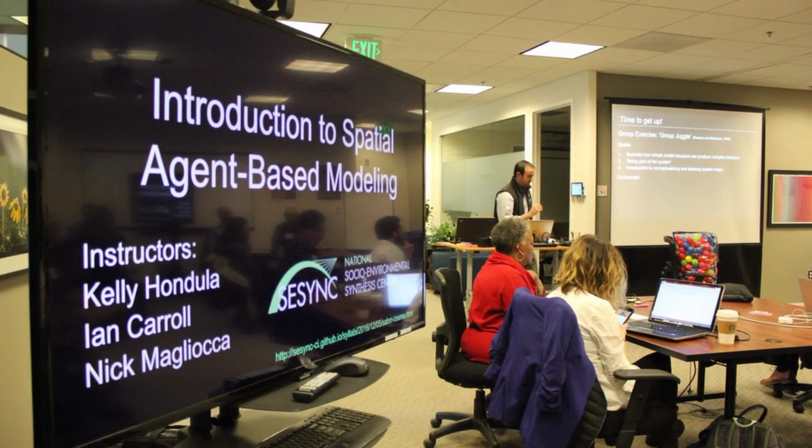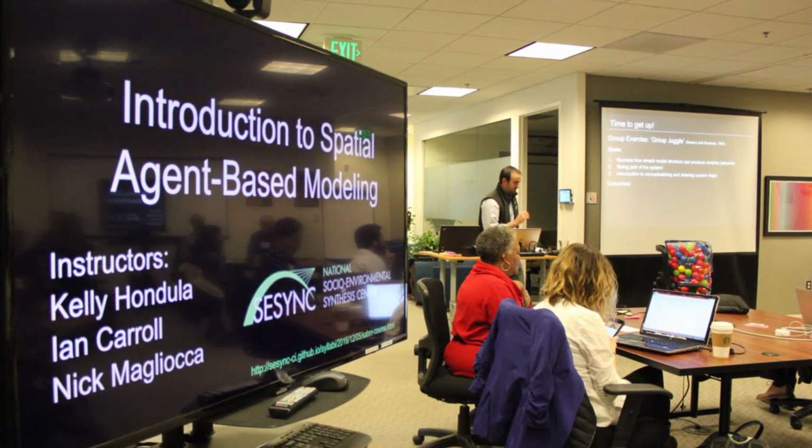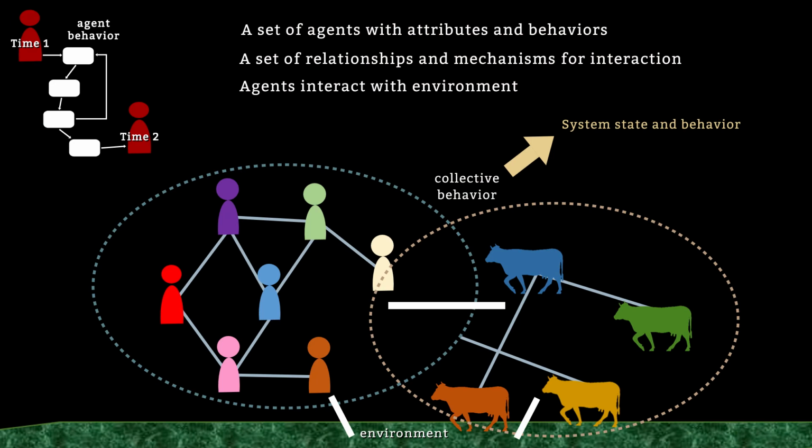A useful example can be found in the work of Nick Magliocca and his colleagues, who used an economic agent-based model of land use to explore the importance of economics in the spatial patterns of development over time. Understanding dispersed patterns of urban development is important for designing policies that take into account the environmental impacts of sprawl.